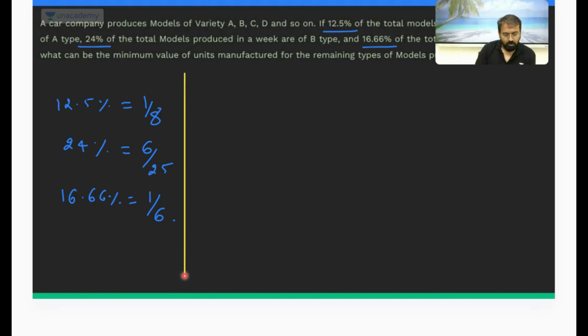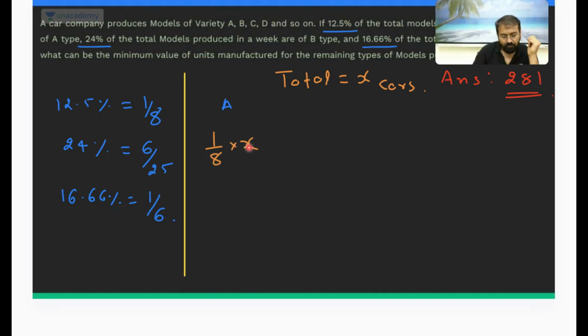So guys, the answer will be 281. The answer will be 281. Now pure attention, stop doing your work. Everyone, pure attention. See, for model A, listen. Okay, we are producing 12.5%. So suppose I assume total X cars, total I produce X cars. Okay, dhyan se suno. So for model A, can I say it should be 1 by 8 of X, right?